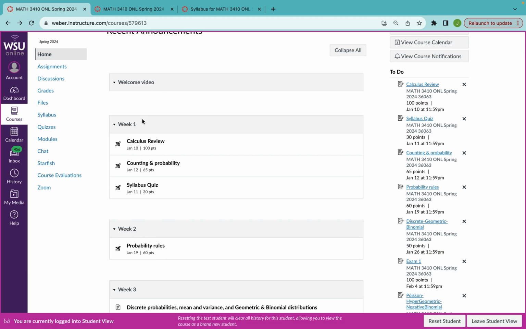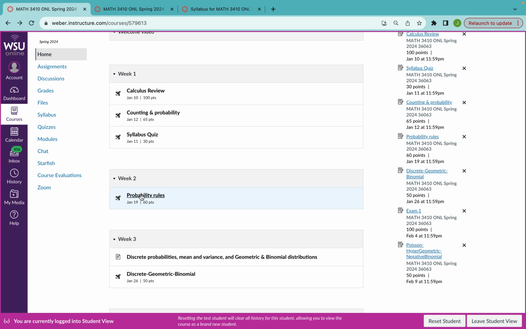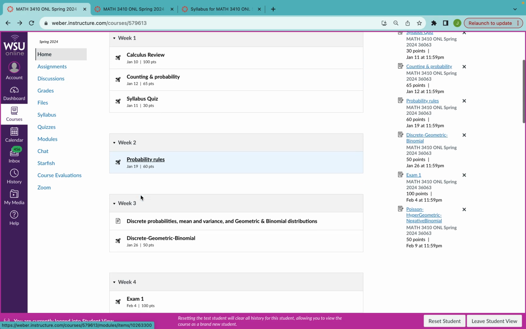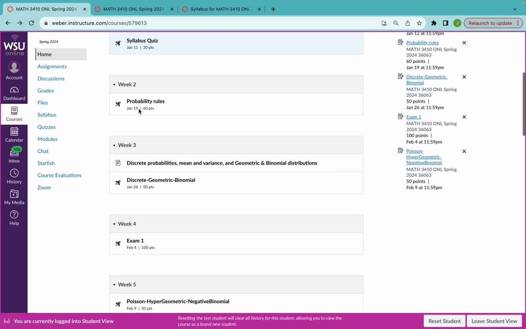Each week I have laid out for you a quiz and the corresponding material. In week 1, you have a little bit more material, a few more quizzes because there's a review quiz for your calculus. Then there's a quiz on the first week's material. Then there's a syllabus quiz. In the following weeks, there's a single quiz, so probability rules. And so what's expected is just for you to take that quiz in week 2. In week 1, you're expected to take all of these quizzes. In week 3, you have a single quiz.